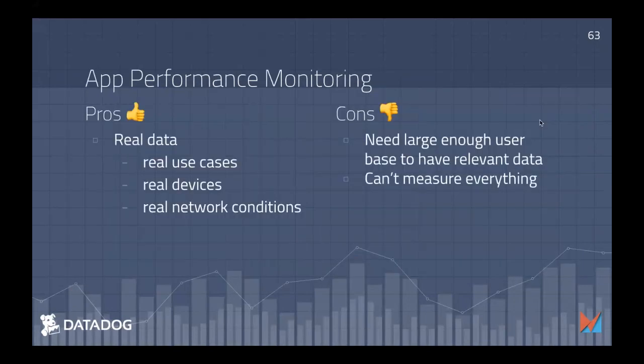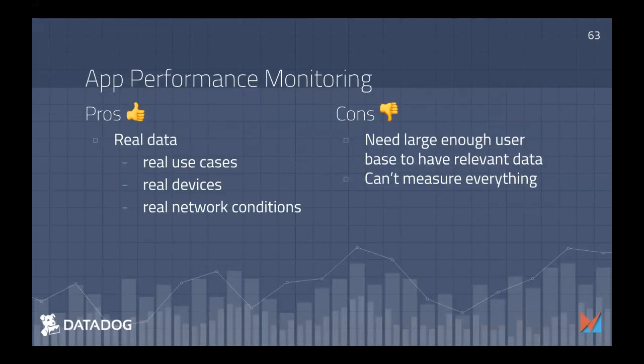So the pros of this is that you're going to get real data with real use cases, real devices, and real network conditions. The problem with this is that if you want to use it, you need to have a large enough user base to have relevant data. The idea is not to track every single call of every user, but to get a trend of how long things take and get those trends divided by which device people use, which version of Android they're using, or other things.